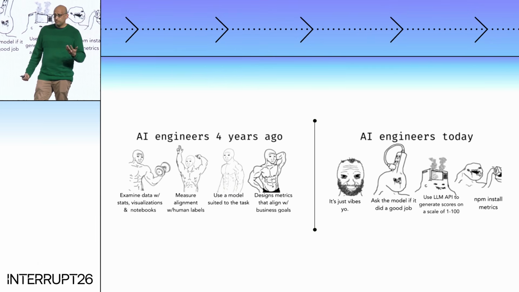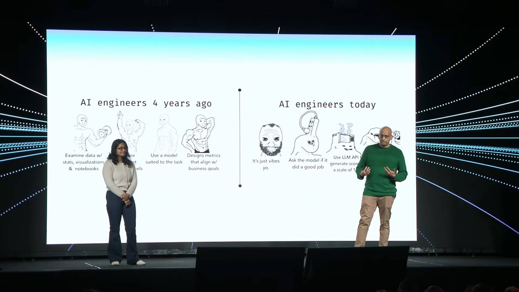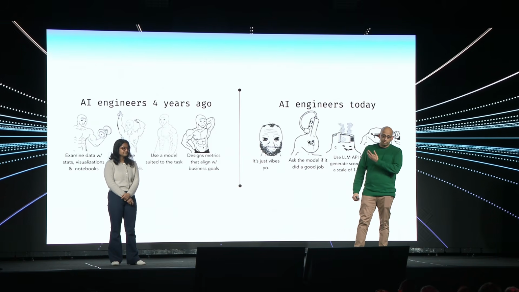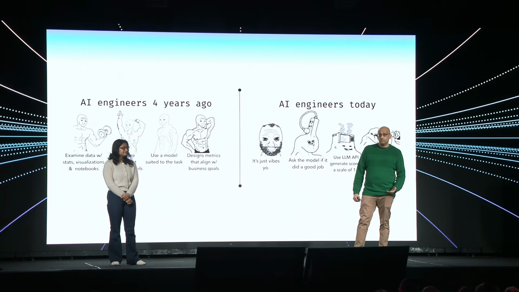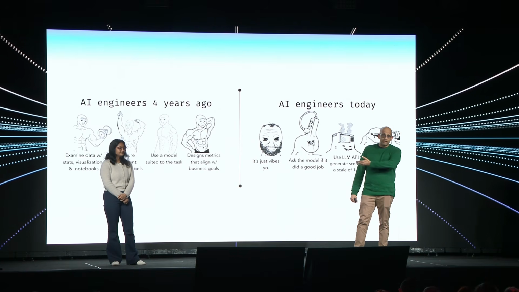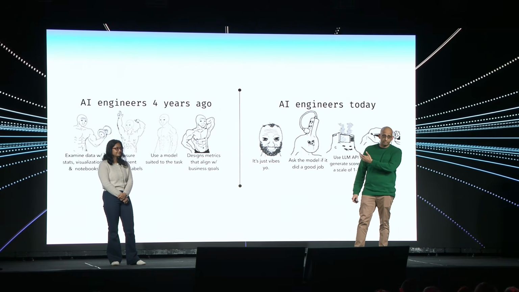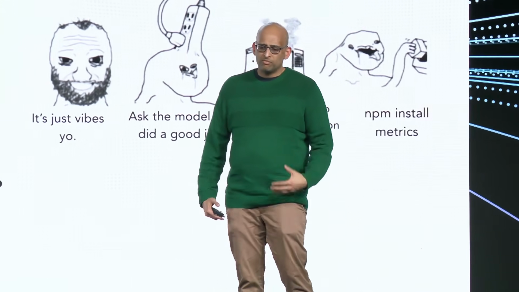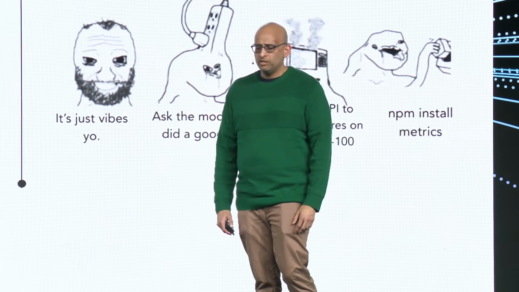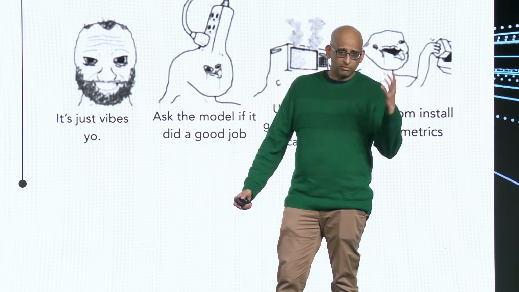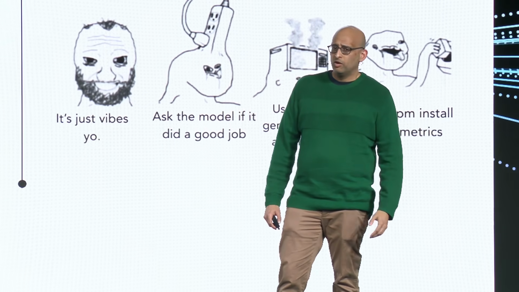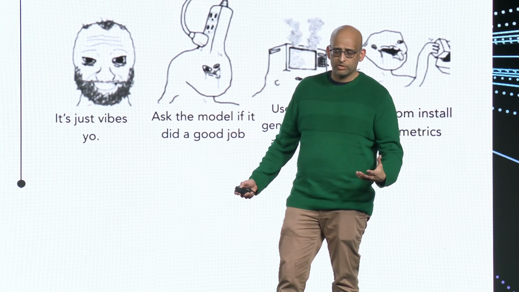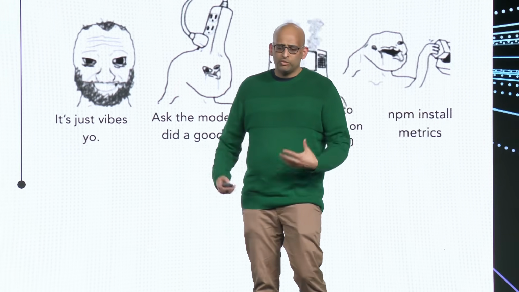AI engineering today feels like we've taken a bit of a step back in some places. So now, a lot of times, we're just using vibes. To know if we're doing the right thing, a lot of times we're just asking the model, another model, if it did a good job, or the same model. And then we're not putting a lot of thought into metric design often. We're just using an LLM to just grade something on a scale of 1 to 100, or just using someone's metric package off the shelf without thinking about metrics. And this is where people get into trouble.